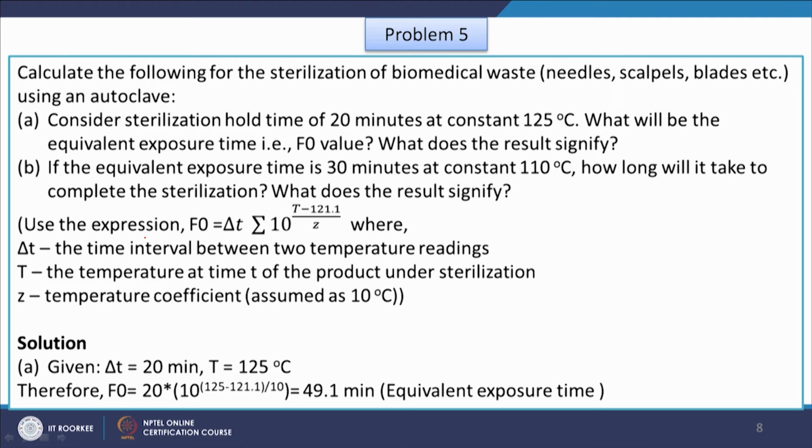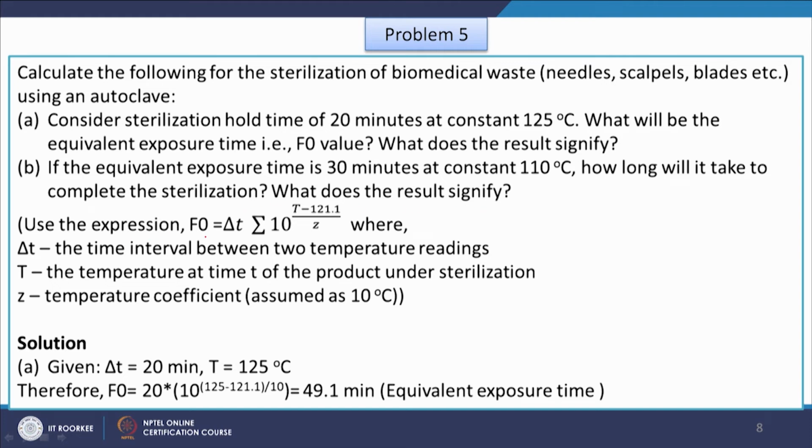Now, problem number 5. The statement is: calculate the following for the sterilization of biomedical waste, needles, scalpels, blades etc., using an autoclave. Consider a sterilization hold time of 20 minutes at constant 125 degree centigrade. What will be the equivalent exposure time, that is the FO value? What does the result signify? Second part, if the equivalent exposure time is 30 minutes at constant 110 degree centigrade, how long will it take to complete the sterilization? What does the result signify?